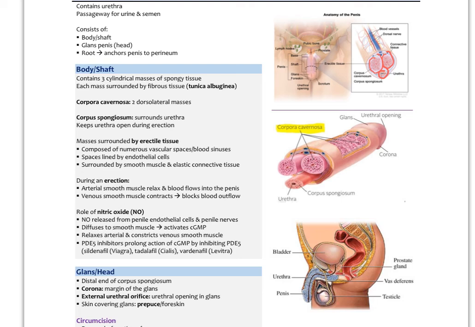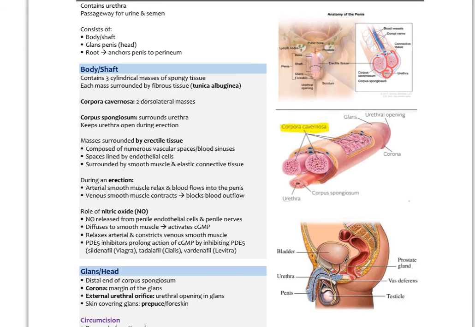And the main trigger for relaxing the arterial smooth muscle is the production of nitric oxide, and that's going to be stimulated by parasympathetic nerves from the pelvic plexus. They're going to trigger the release of nitric oxide, and the nerves are going to release it, and endothelial cells will also release it secondarily, and that's going to diffuse into the smooth muscle around the arterioles, and that's going to activate cyclic GMP. And the cyclic GMP will then work to relax the arterial smooth muscle, and that's going to allow for the blood to enter into the penis.